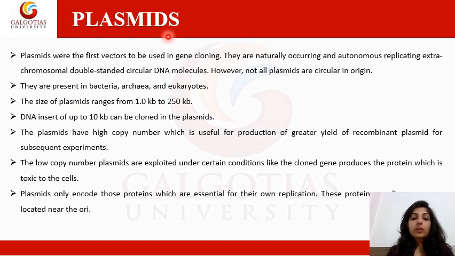Now if we talk about plasmids, these were the first vectors to be used in gene cloning. They are naturally occurring, autonomously replicating, extrachromosomal, double-stranded circular DNA molecules. However, not all plasmids are circular in origin. They are present in bacteria, archaea and eukaryotes. So plasmids are present in bacteria, archaea and eukaryotes.